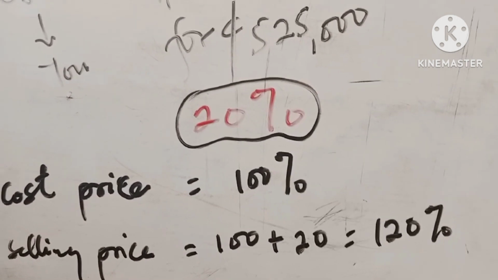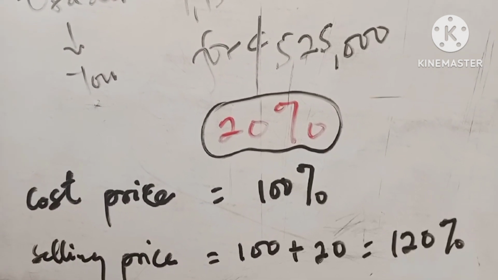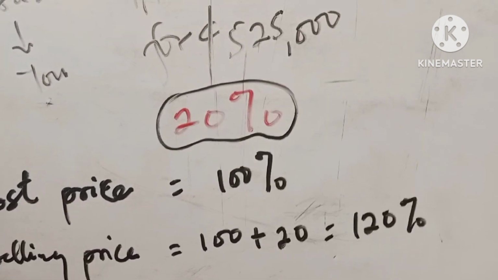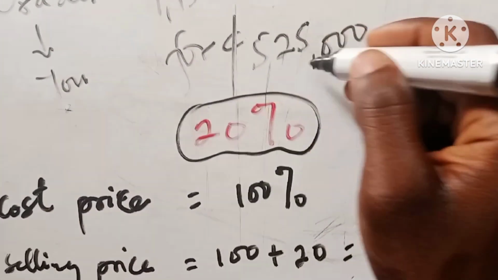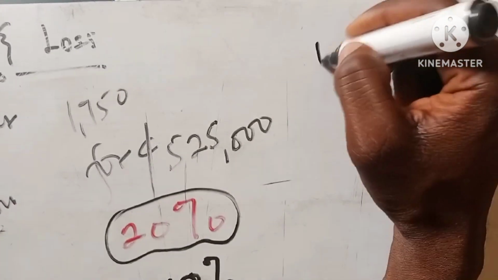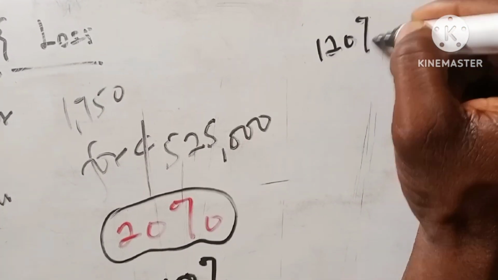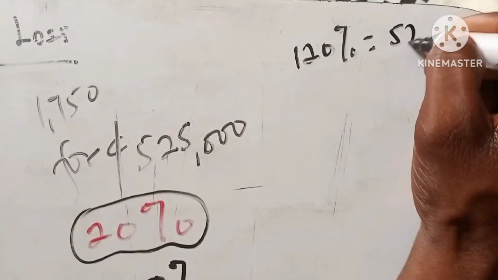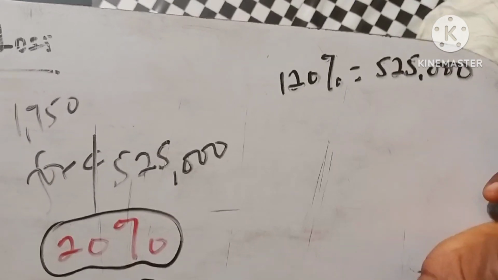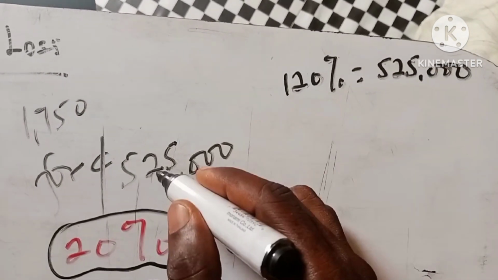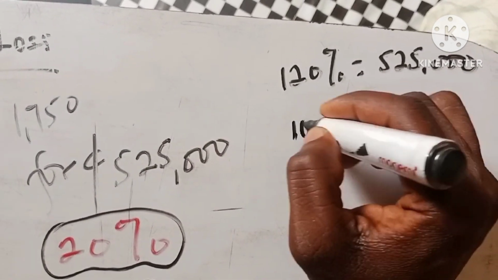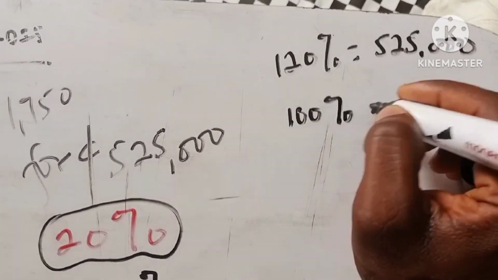Now remember the question. We should determine the cost of each, that is just one article. You sold it for this amount, so 120% here is going to be 525,000. Since you made a profit of 20%, you sold it for this amount. So 120% is this amount, so what do you take 100% to be?